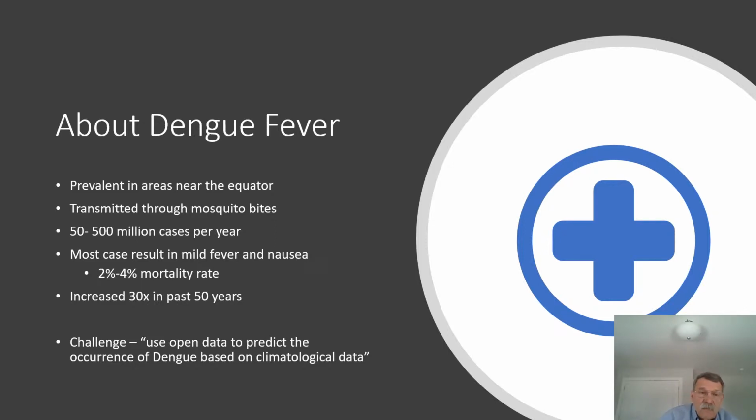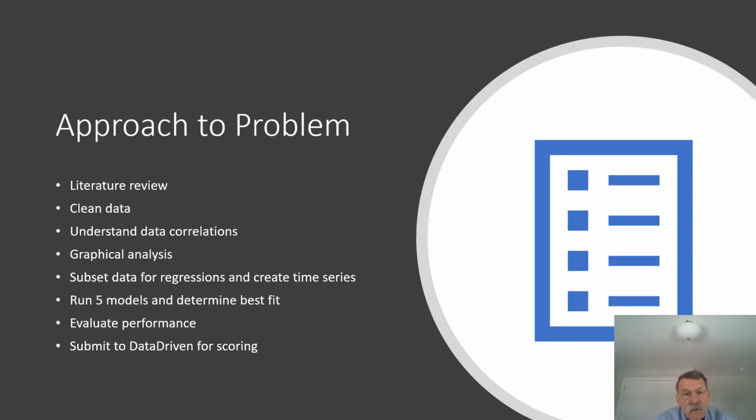And the challenge from the data-driven people is to use open data to predict the occurrence of dengue based on climatological data. My approach to the problem is multi-step. There is a literature review, then look at the data and understand any correlations within the data after I clean it, and then a graphical analysis to identify any key trends or thoughts.